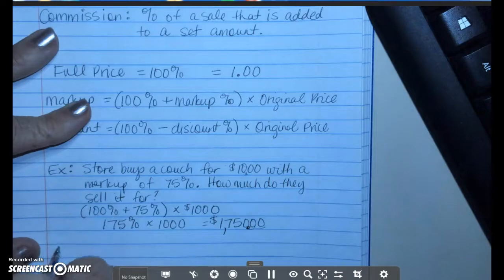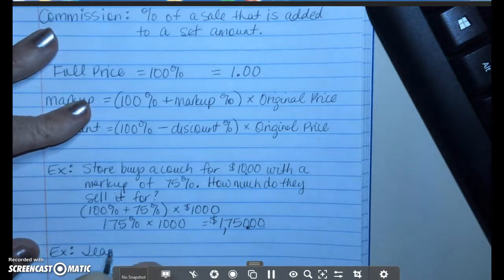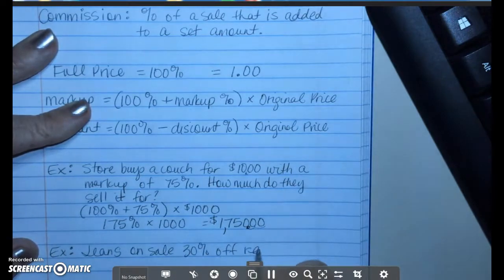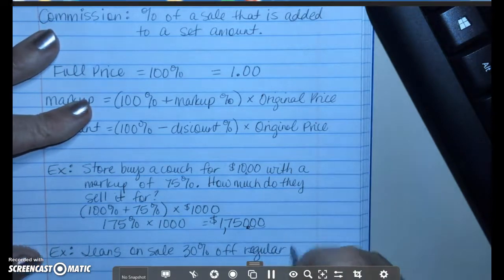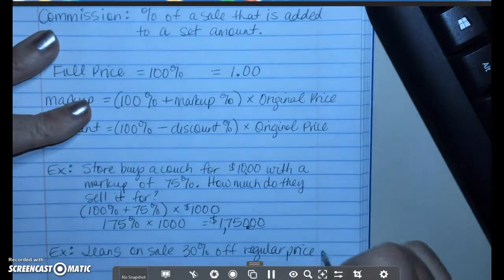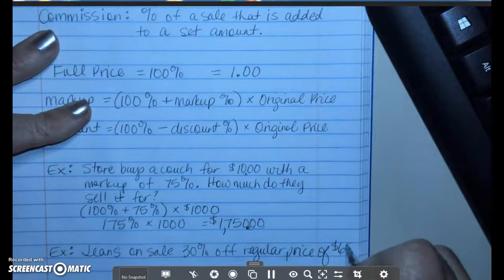So let's do an example of discount. These are my favorite. Okay, so my favorite jeans that I like to buy, that I only buy when they're on sale. On sale for 30% off the regular price of $65.